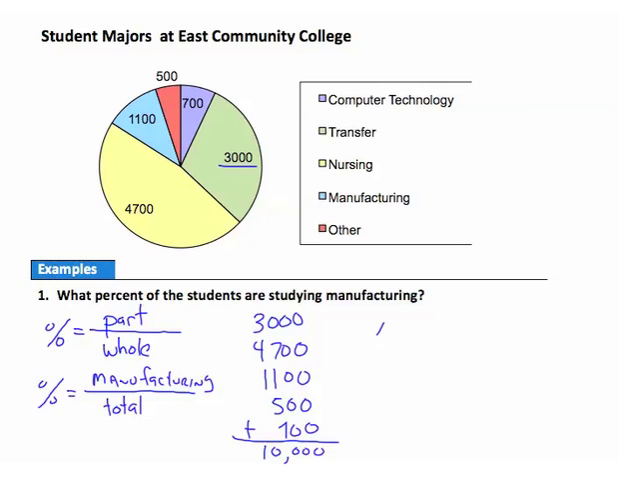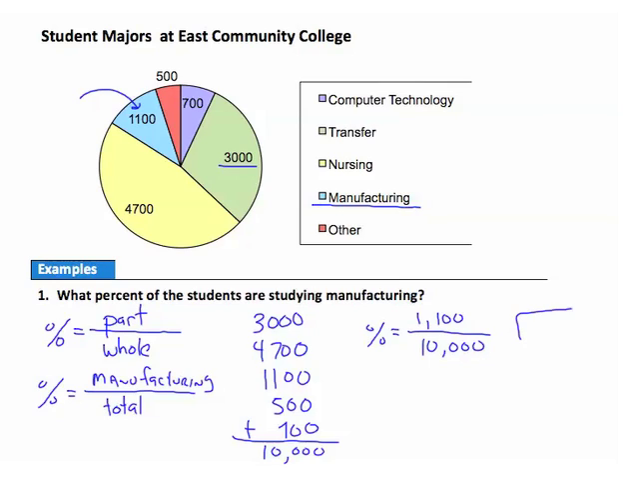So let's take a look. Our percent then is going to be the manufacturing students. Well, if we're taking a look at our circle graph here, here's manufacturing. That's the blue sector of the pie graph. And so here is the blue sector of the pie graph. That's 1,100. So we would say 1,100, and we're going to divide that by 10,000 students to get a percent.